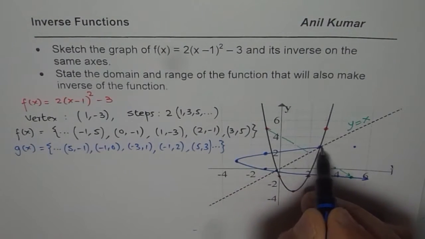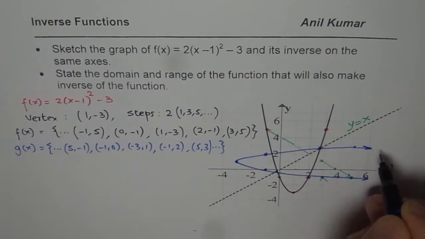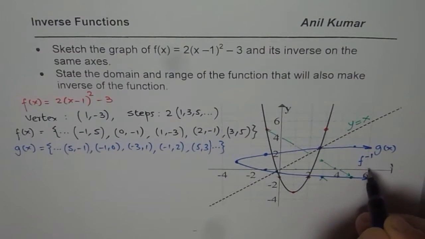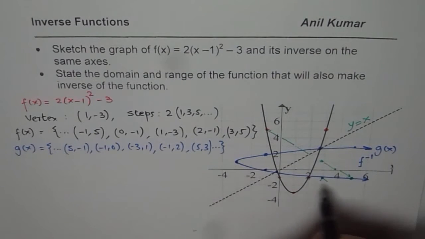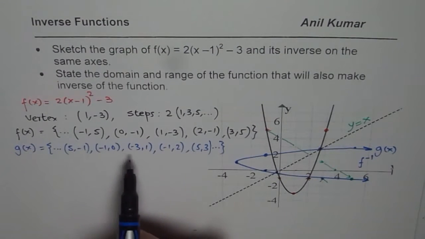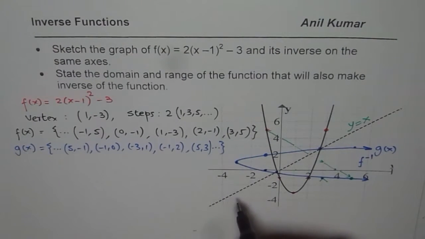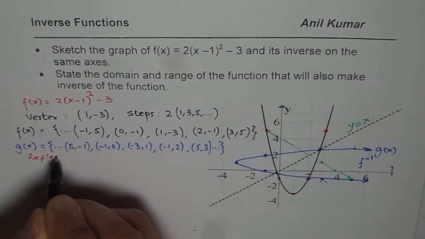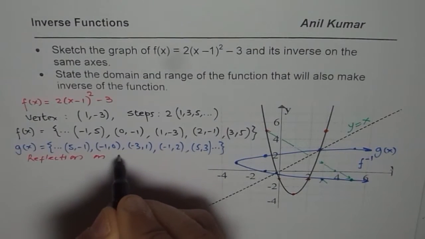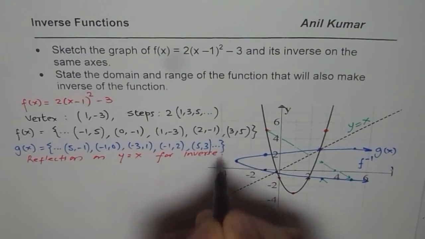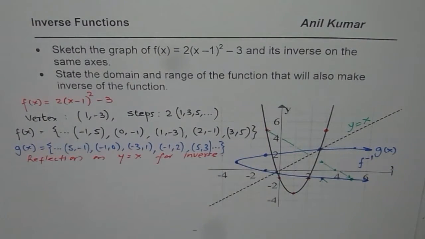So we get this graph like this. So that is the graph of g of x, which is indeed f inverse, right? And it is not a function. Therefore, I'm not writing x here. So that becomes the inverse. And I've shown you two methods. One, by flipping the coordinate points. Second, reflection on y equals x. So the other method which we did was reflection on y equals x for inverse, right? So these are the two methods which we should adopt.